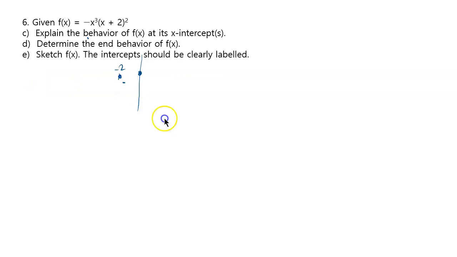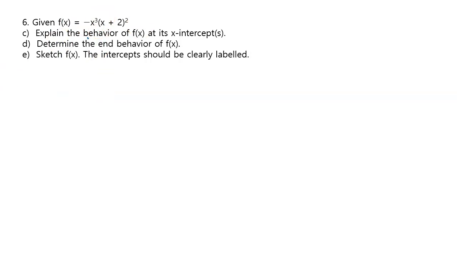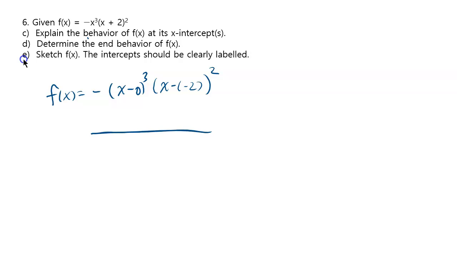Each factor. So if you look at this f of x, let's rewrite it. f of x is negative, x by itself is x minus 0, right? And then x plus 2 is like x minus negative 2. The reason I'm doing this is so that you can clearly see which factors are responsible for producing these x-intercepts. So this one is responsible for producing the 0 one. This one's responsible for producing the negative 2.